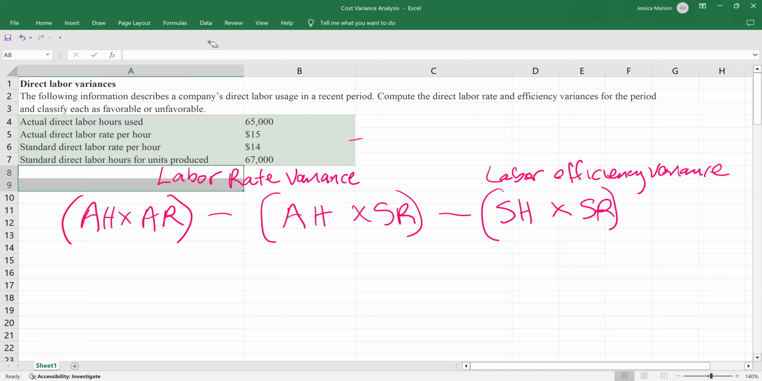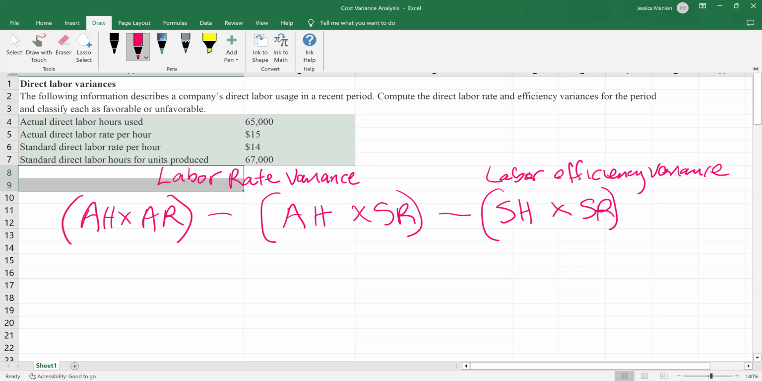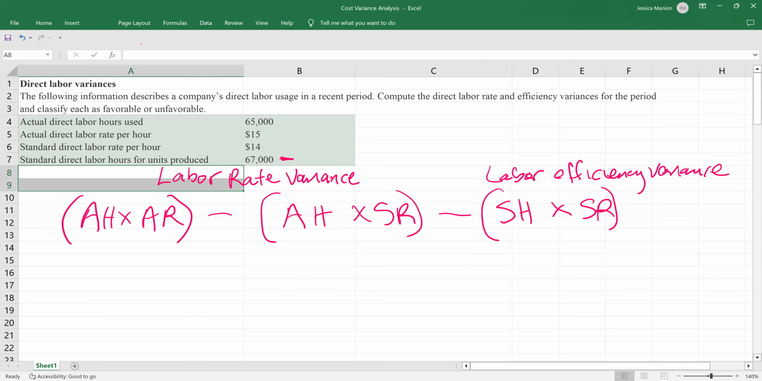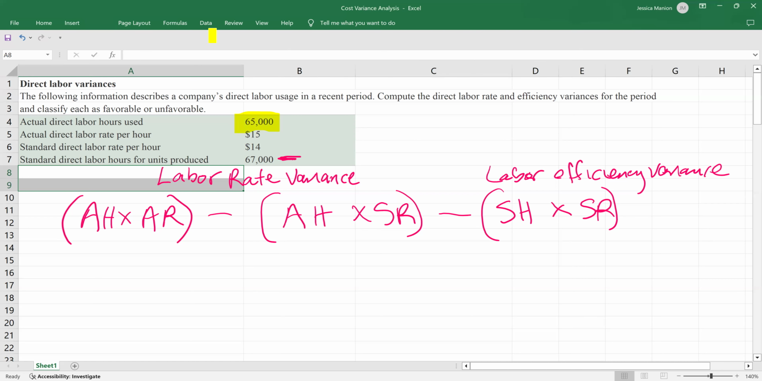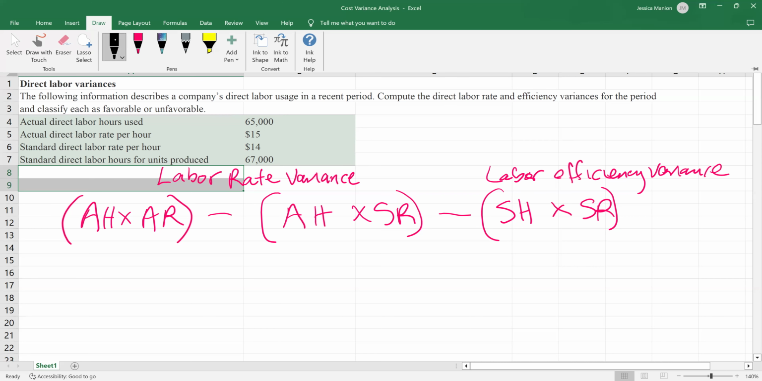The other part of this is the efficiency variance. According to how many units we produced, our budget would have been based on 67,000 direct labor hours. That's our standard direct labor hours for the number of units produced. However, our actual was 65,000. So we were more efficient. And so again, without even plugging the numbers in, we can make some educated guesses. So okay, let's plug the numbers in.